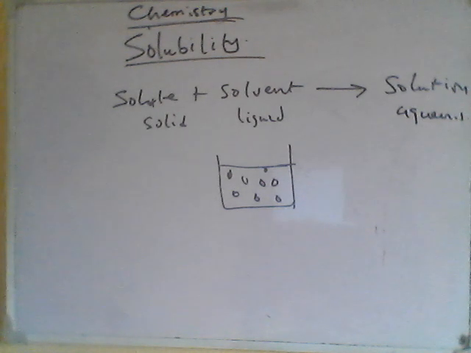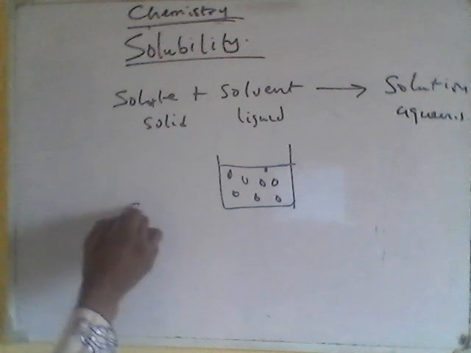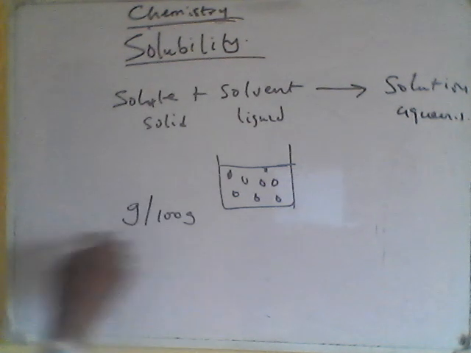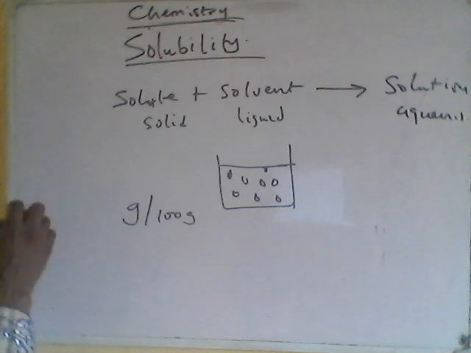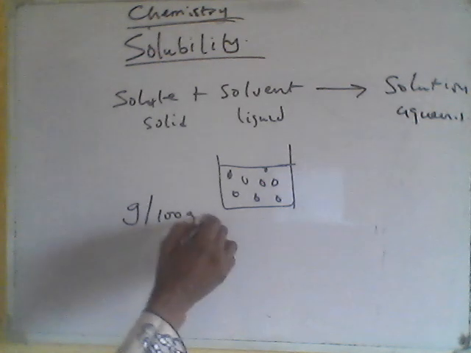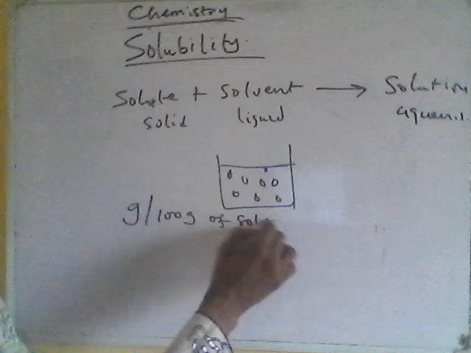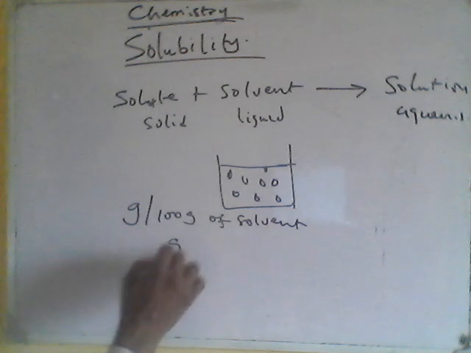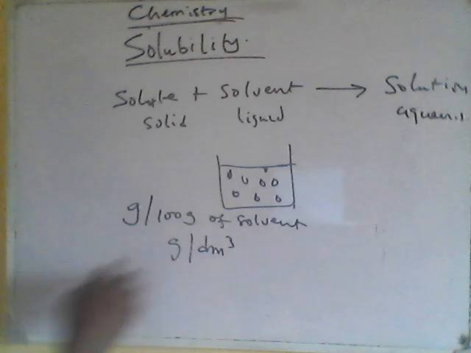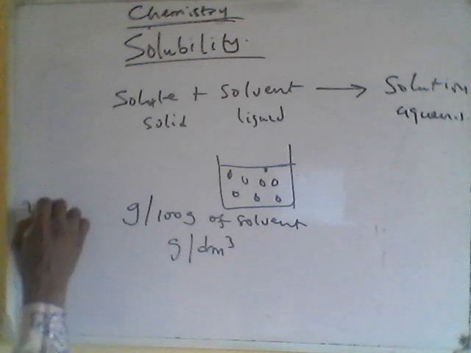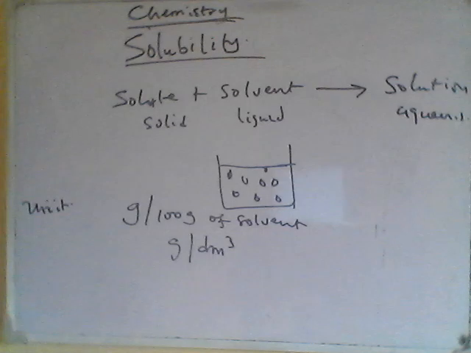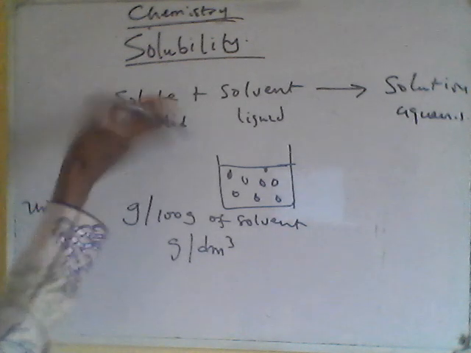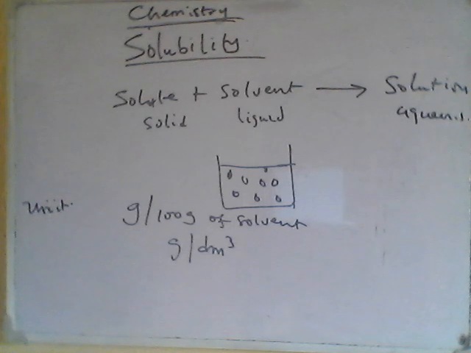Okay, the standard unit of solubility is gram per 100 gram of solvent. So we can call this gram per dm cube. So these are the units of solubility, gram per dm cube. A solute is a substance, like I said, like sugar or salt. And the solvent is the one that dissolves, such as water.